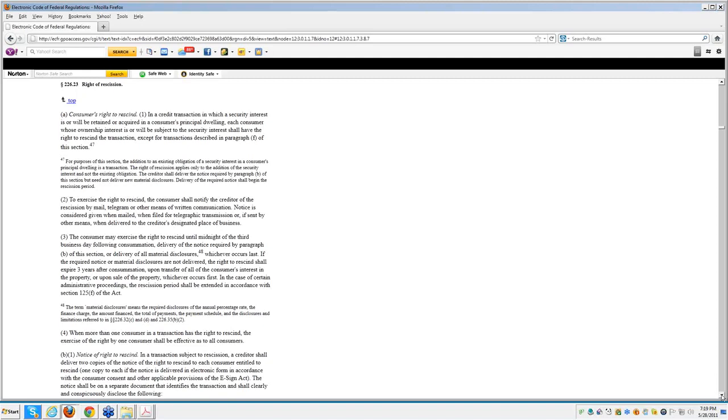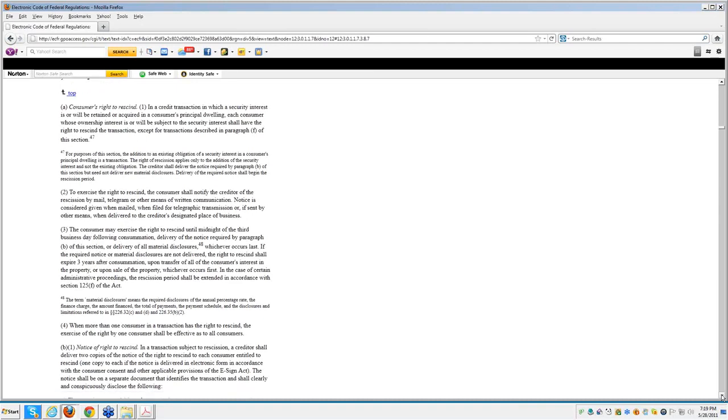will be retained or acquired in a consumer's principal dwelling. Each consumer whose ownership interest is or will be subject to the security interest shall have the right to rescind the transaction except for transactions described in paragraph F of this section.